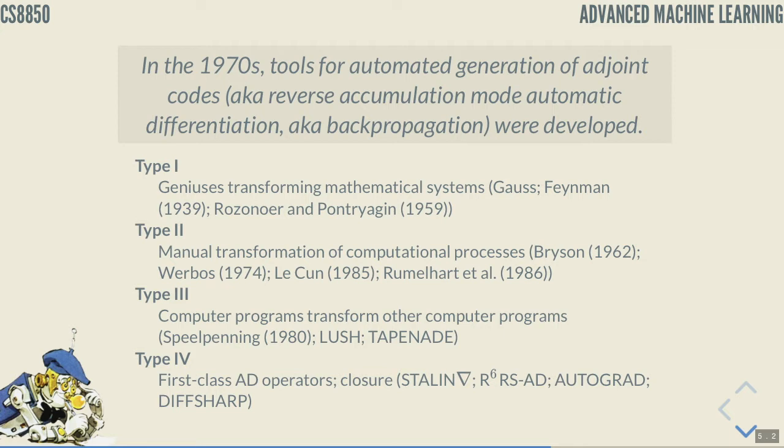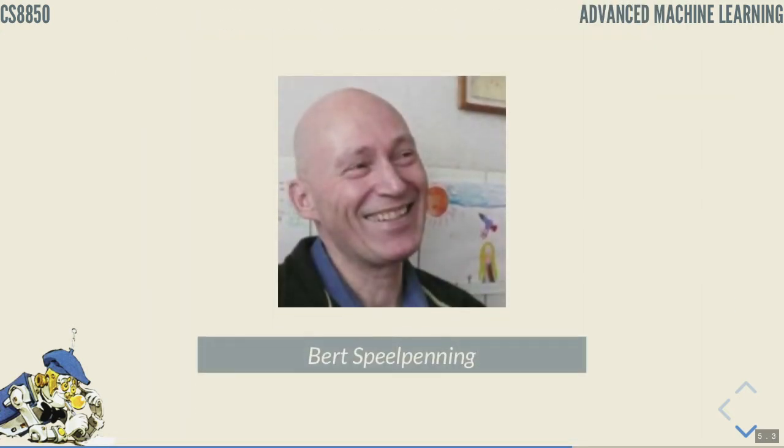Programs where AD operators are first class and they have closures and everything. So things like Stalingrad, R6RS-AD, Autograd, DiffSharp, and others. The type 4 is truly differentiable programming, when you're in control. First class AD operators, just imagine. So Bert Speelpenning, here's our hero.